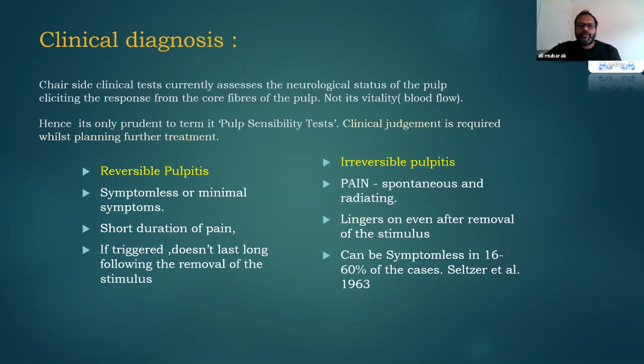Now, when you're treating the patient, you need to take all these factors into consideration and then plan your treatment. When I was talking about reversible pulpitis, it could be a symptomless tooth or minimal symptoms, short duration of pain. If triggered, it does not last long, and once the stimulus is removed, there's no pain. It could be hot, cold, food, anything can trigger it off. Then you have irreversible pulpitis, which is persistent pain, spontaneous, radiating, that stays on even after removal of the stimulus.